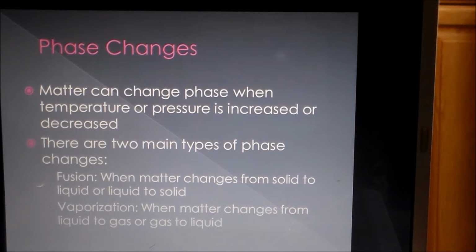Matter can change phase when temperature or pressure is increased or decreased. There are two main types of phase changes that we talked about in physics. Now there's a third one called sublimation, but we won't go over that. There is fusion, which is when matter changes from solid to liquid or from liquid to solid. And you can imagine this by freezing or melting. Then you have vaporization, which is when matter changes from liquid to gas or from gas to liquid. And you can see this when matter condenses or evaporates.